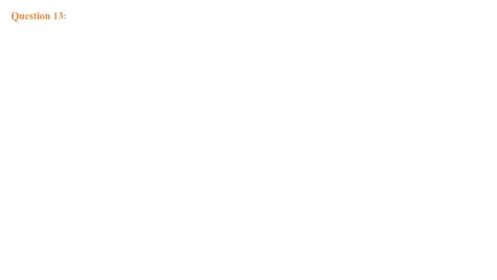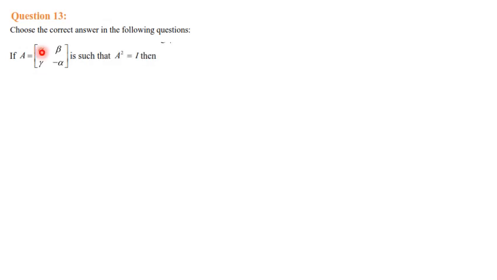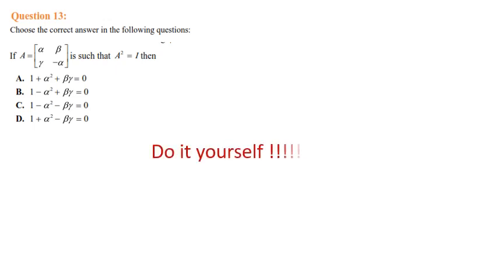Now move on to question number 13. There is a multiple choice question. Choose the correct answer from the following. If A is equal to the matrix alpha, beta, gamma, minus alpha, is such that A square is equal to I, then four options are given to you. 1 plus alpha square plus beta gamma is equal to 0. 1 minus alpha square plus beta gamma equal to 0. 1 minus alpha square minus beta gamma equal to 0. 1 plus alpha square minus beta gamma is equal to 0. So which one is the correct option we have to calculate. This question you will do as homework.